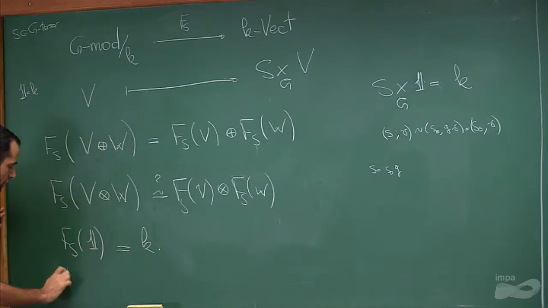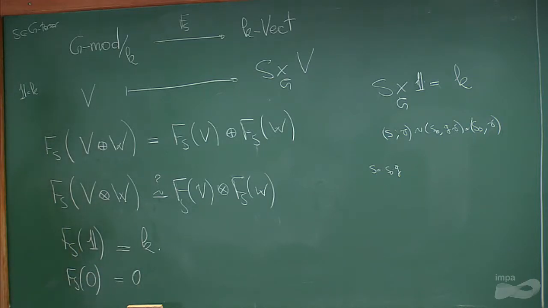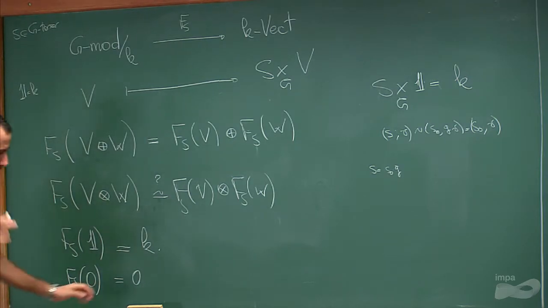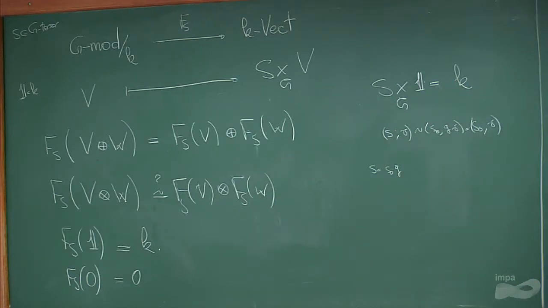The same thing for 0. Fs of the 0 representation is the 0 vector space. What else? That's about it. There are a bunch of functors that satisfy this property. So torsors were a category. I had morphisms of torsors. And vector spaces form a category. I have linear maps between vector spaces.